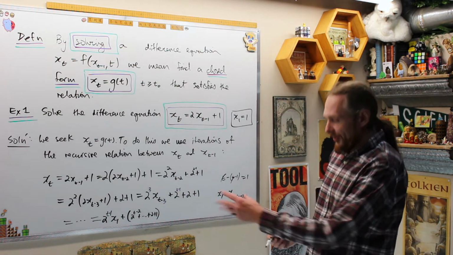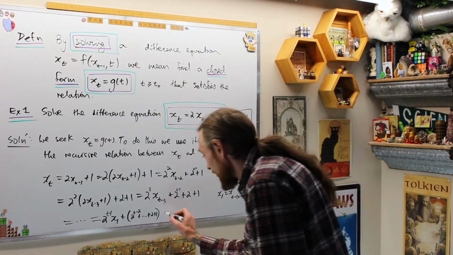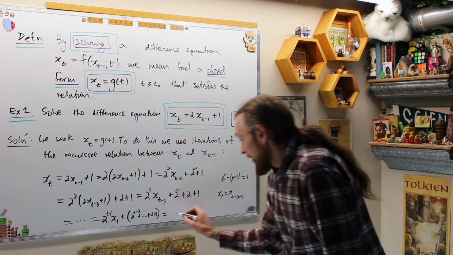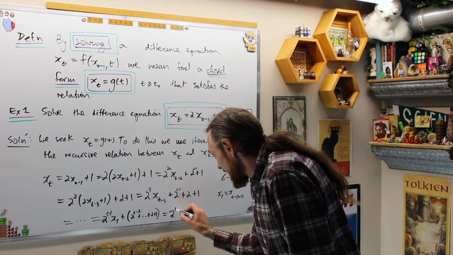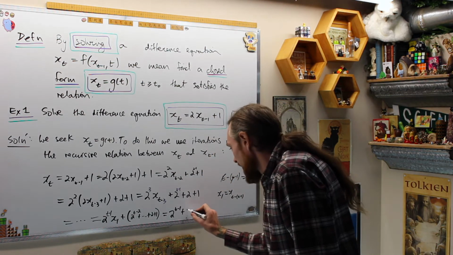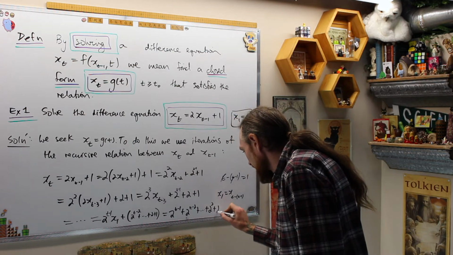Now we're almost done, and we'll clean this up a little bit. What is this thing specifically? This is equal to, x1 is 1 now. The whole point is we now have 2 to the t minus 1 plus 2 to the t minus 2 plus all the way down to 2 squared plus 2 plus 1.